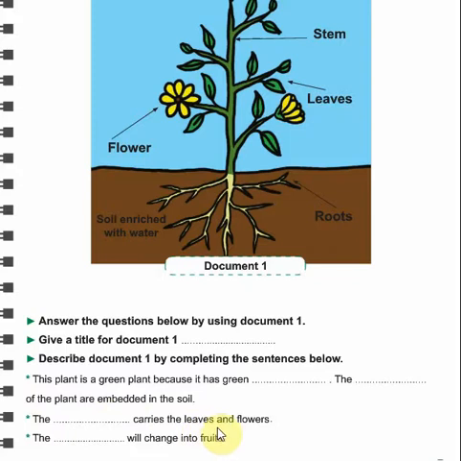Which part carries the leaves and the flowers? This part, which is the stem. And which part will change into fruits? The flower is the part that will change into fruits.